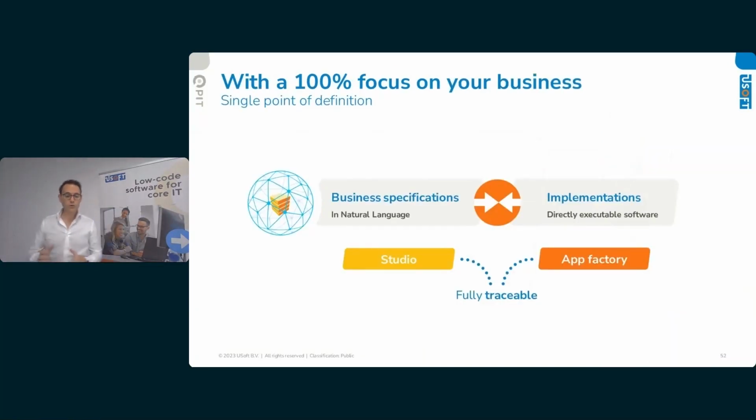So before we move to the modernization part, it's important to stress, and this is also why we firmly believe in working, for instance, together with organizations like PIT or specialists within your organization. It's a business process that you want to automate and that you want to support. So it should be 100% business focus.